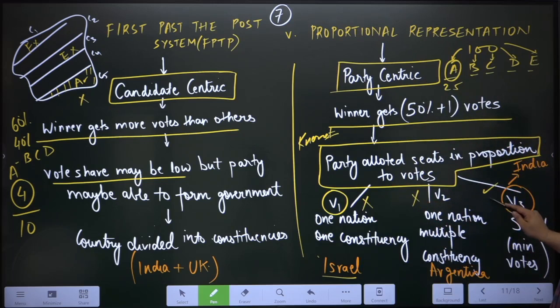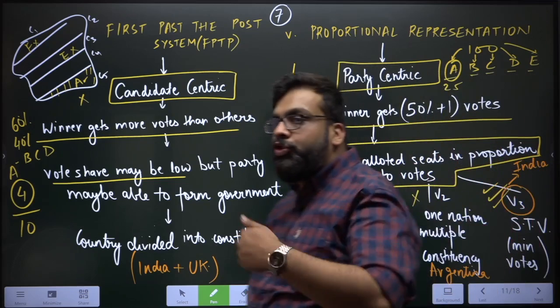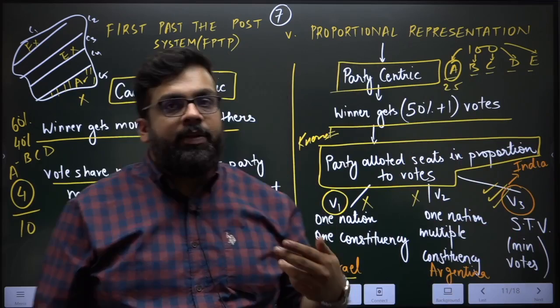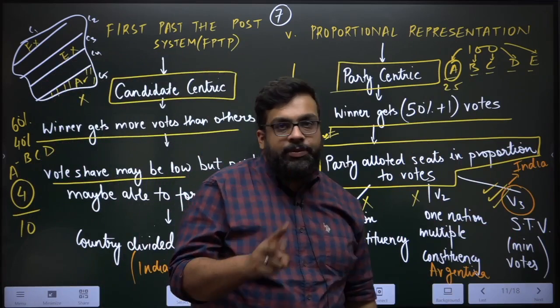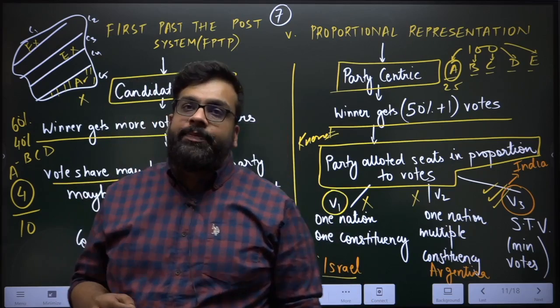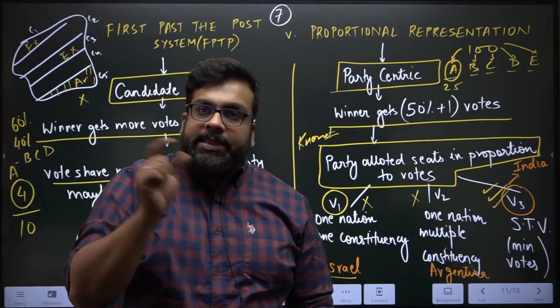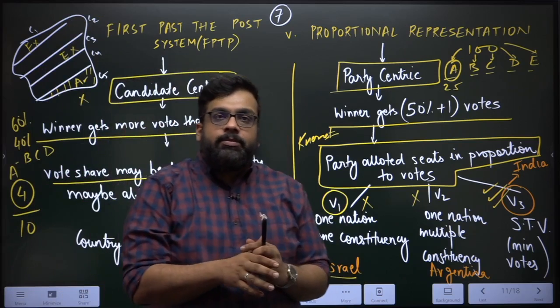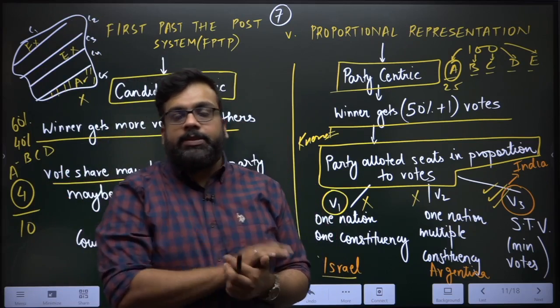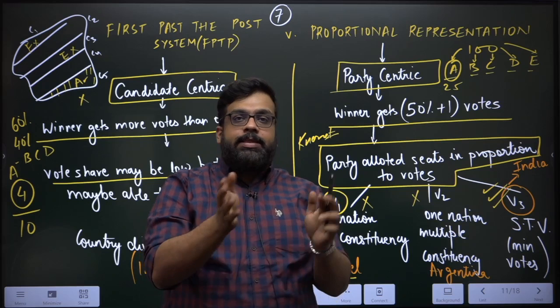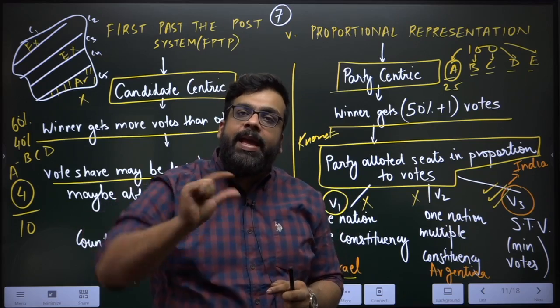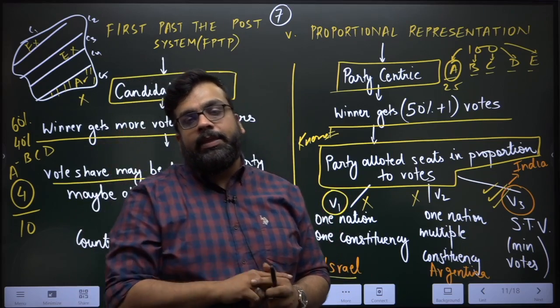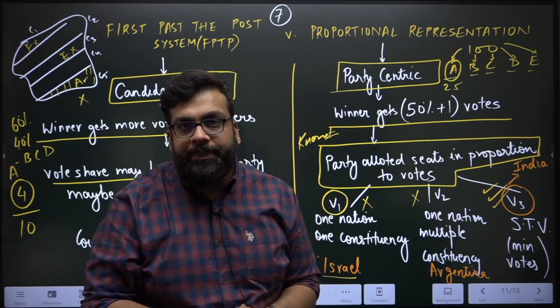India uses its own version, which is called proportional representation through a single transferable vote. Now, what does this mean? This basically means two things. First, in some cases, you will require more than 50% plus 1 votes to win, such as the president. In some cases, you will require a bare minimum number of votes to win, such as the Rajya Sabha elections.